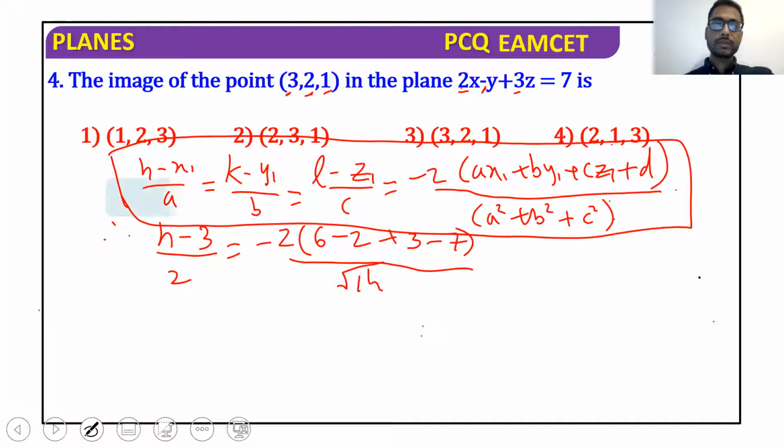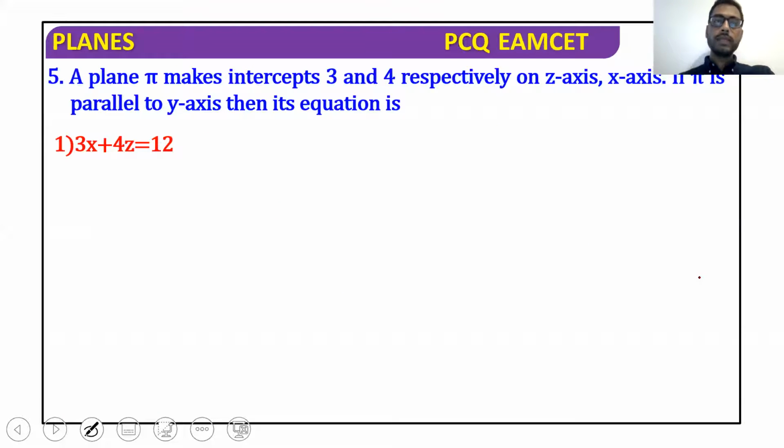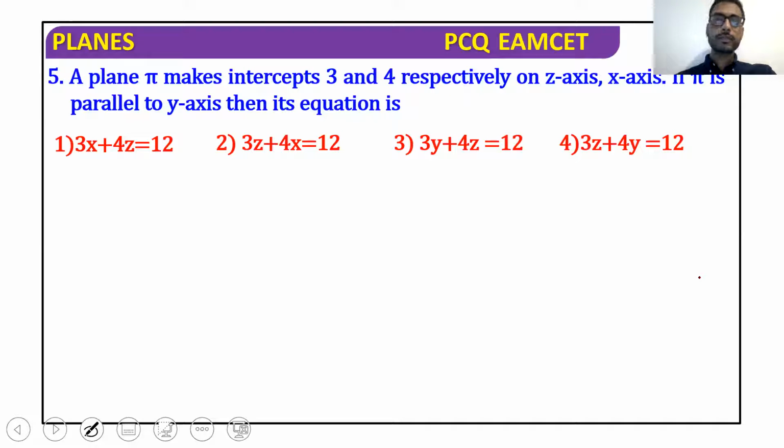Okay, let's move to next question. A plane pi makes intercepts 3 and 4 on z-axis and x-axis. If pi is parallel to y-axis, then equation is question mark.